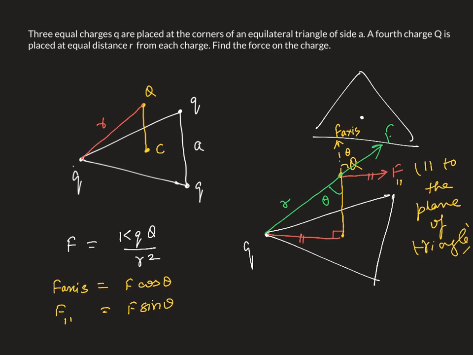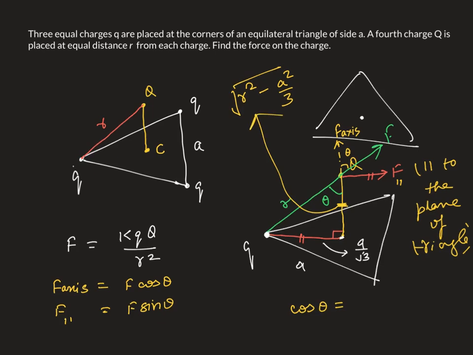Now how do we find cos theta here? The cos theta is obviously equal to the base by hypotenuse, and in this triangle, if you notice, the base is the yellow line, this line here. So this distance is R, the side of the triangle is A. We all know that the distance between the vertex and the centroid is A by root 3. So the length of the perpendicular line, this yellow line, will be root under R squared minus A squared by 3. This will be the distance here.